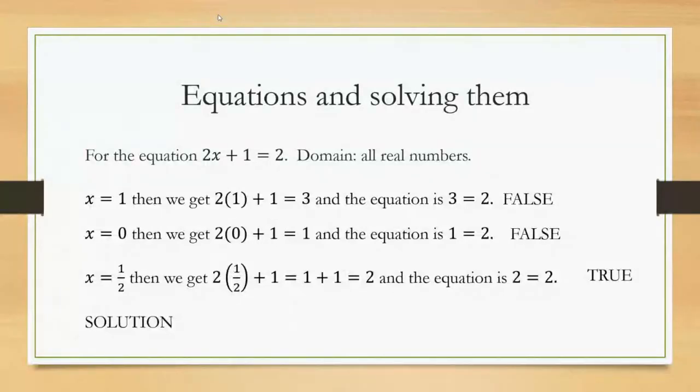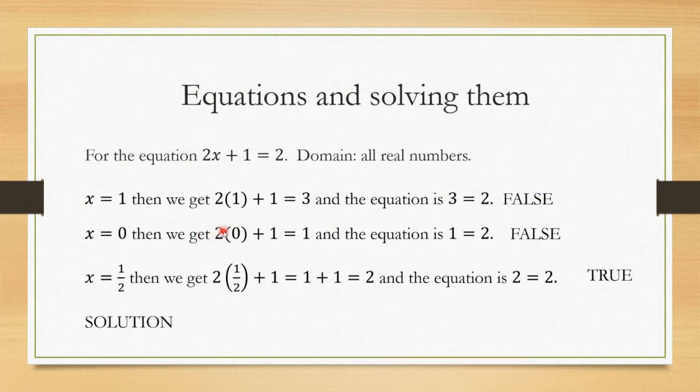Okay. So if we take, for instance, x to be 1, what happens? Well, if you replace x with 1, we're going to get 2 times 1 plus 1, and that's equal to 3. So the equation here is going to be 3 equals 2. This is basically the left-hand side. 2 times 1 plus 1 is 3. So 3 equals 2, but that's false. Remember, equations can be true or false.